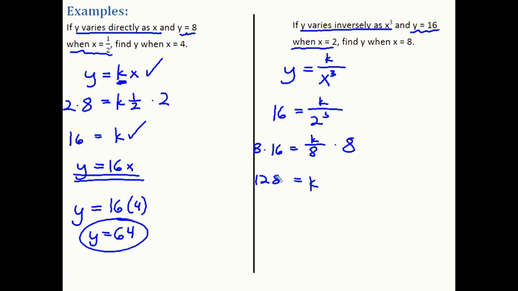To finish solving this, we can go ahead and write our general equation now. Y equals 128 over x cubed. And we can plug in the value to help us find y. So it says find y when x equals 8. So y equals 128 over 8 cubed.